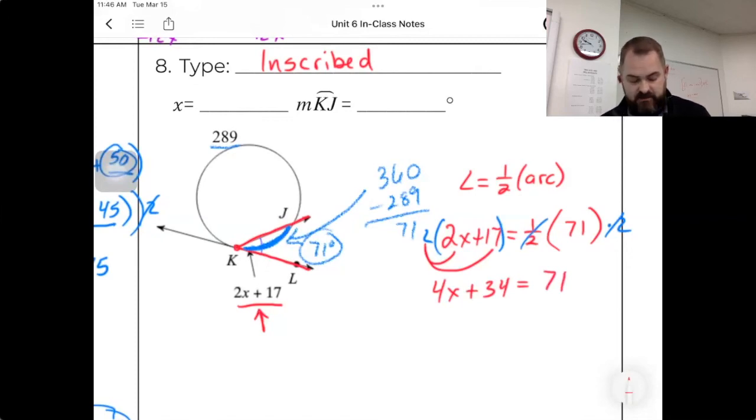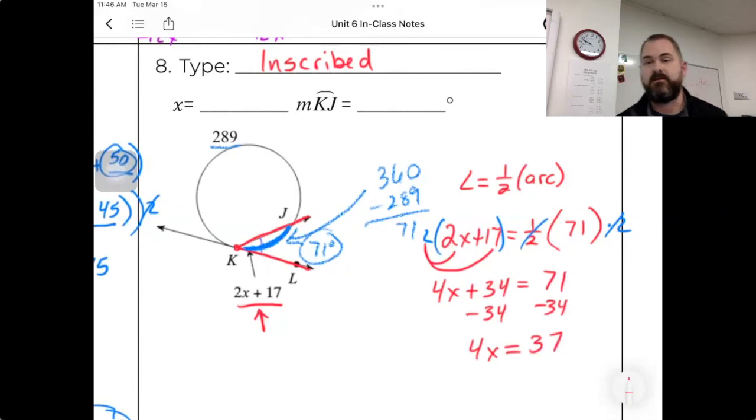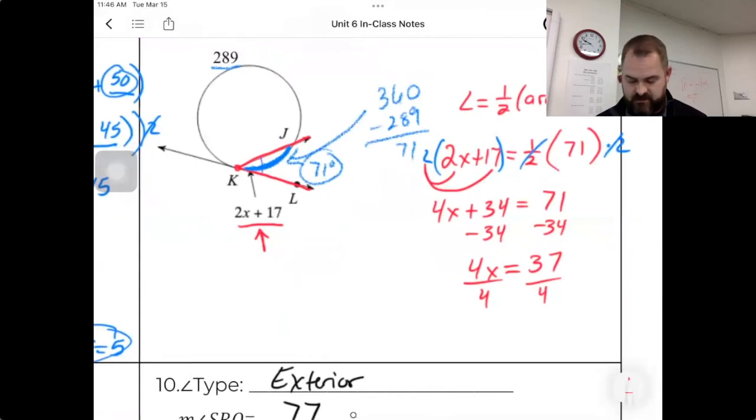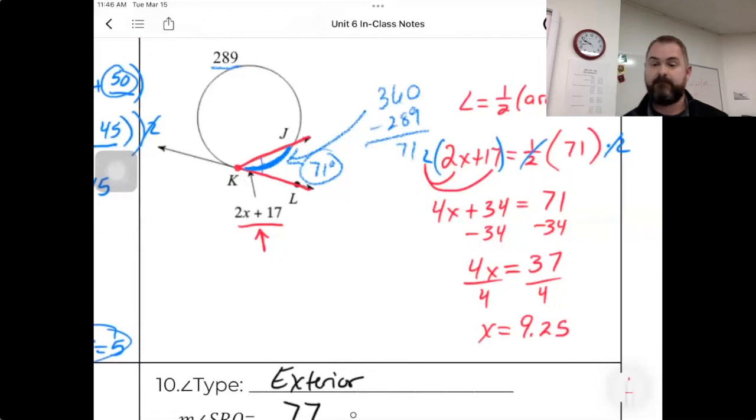Next step is to subtract the 34, giving me 4x equals 37. 71 minus 34 is 37. And then we can divide by 4. Now, we do get a decimal answer here, and that's okay. It's accurate. 37 divided by 4 is 9.25. Okay, I'm using my calculator to get these, just like I would expect you to. So that's my x value.